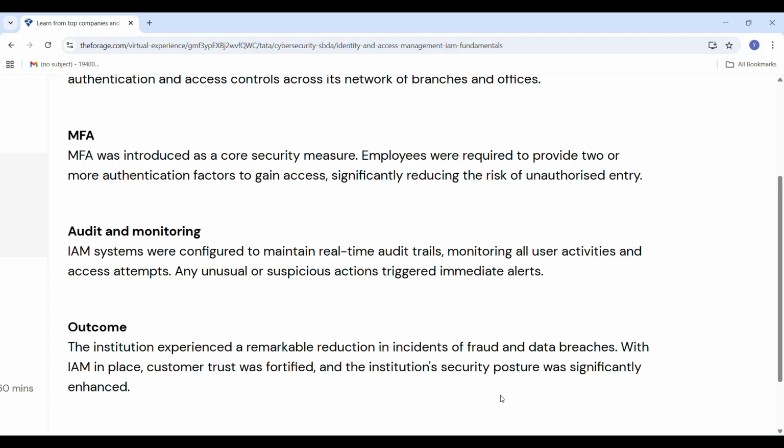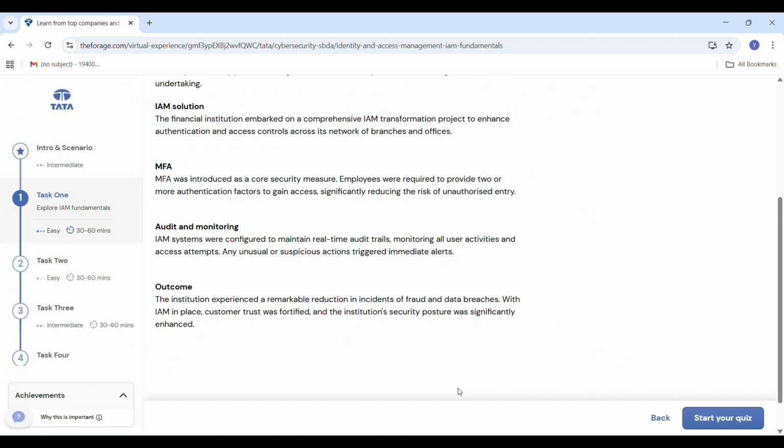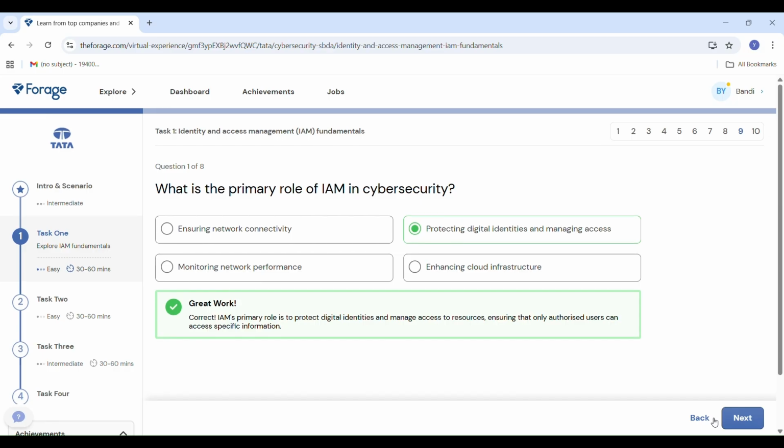Now we have 8 MCQs based on everything we learned in the previous slides. I have given all the answers here so you can check them and complete your task 1 easily. After finishing task 1, wait for task 2. I will upload that soon.